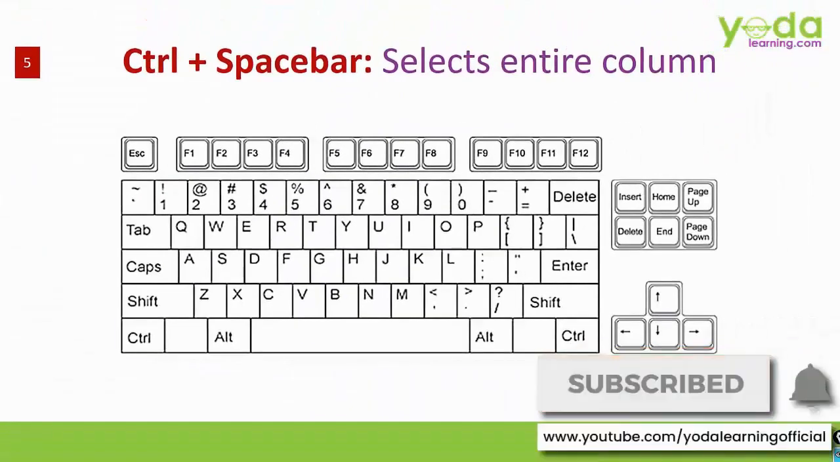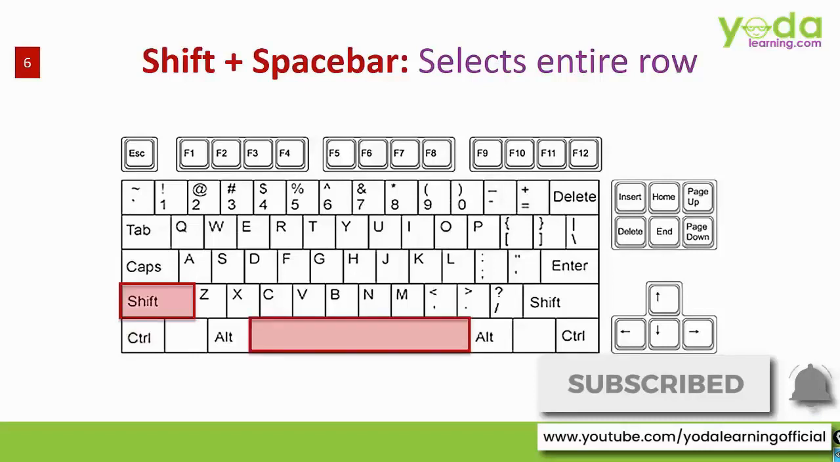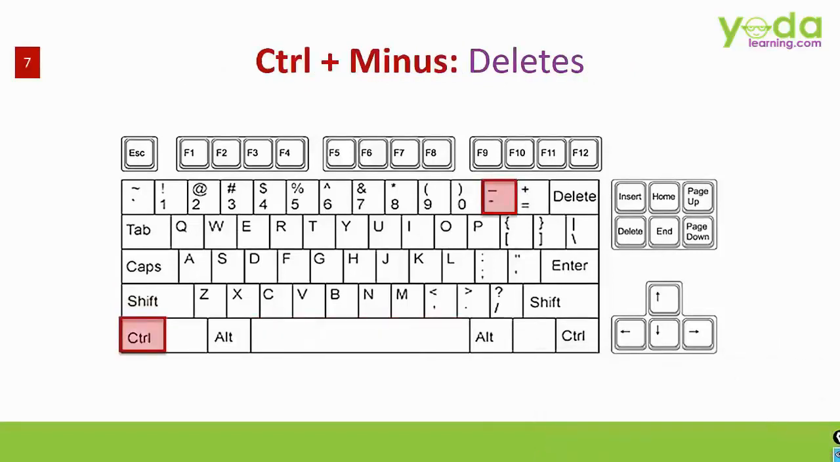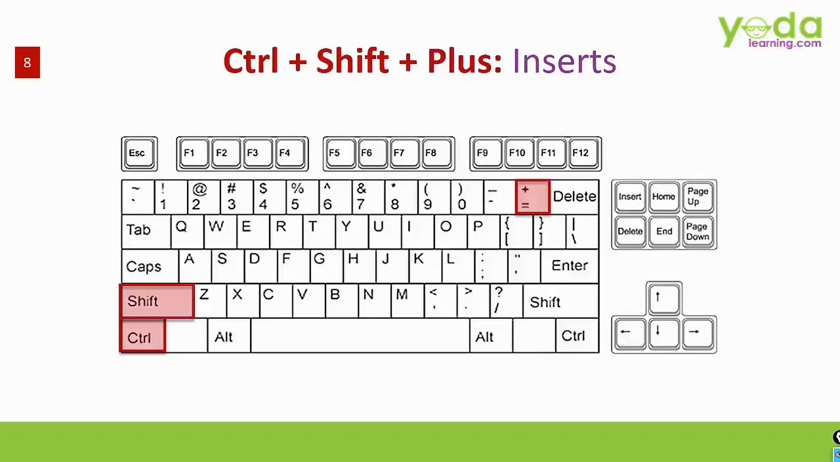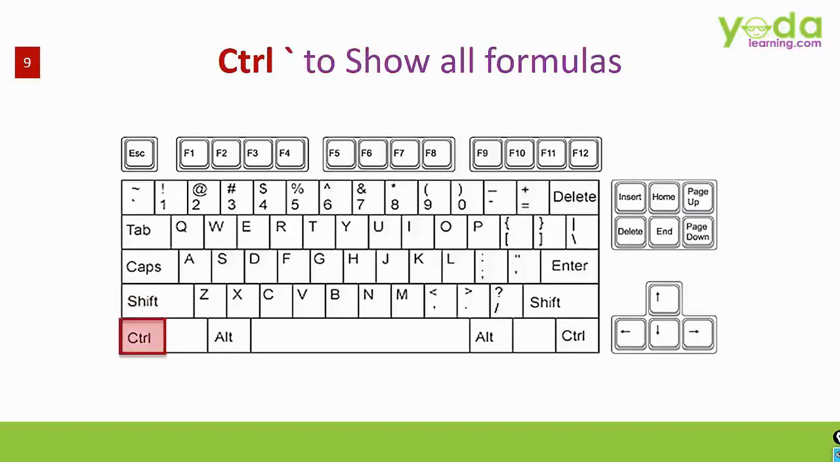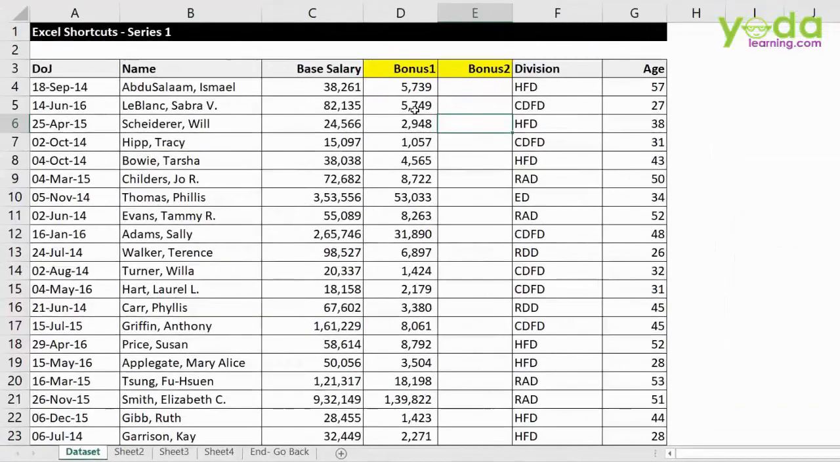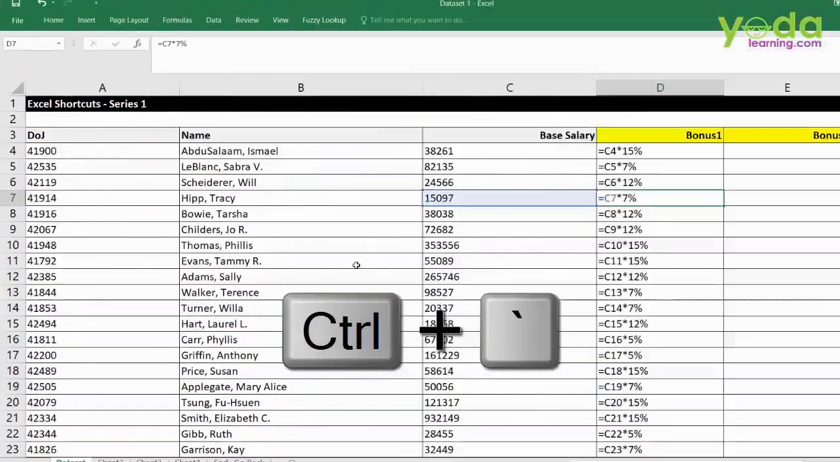So after seeing the utility of Ctrl Spacebar, Shift Spacebar, and then followed by Ctrl Minus and Ctrl Shift Plus, we will now move to the next shortcut key, which is one of my favorite shortcuts. That is Ctrl Backtick key to show all the formulas of the current worksheet. Now, in column D where I see bonus 1, I see a calculation being done. Each of these people have been given a certain percentage of bonus based on the base salary. Now, there are so many formulas and I wish to see all of them in one single instance. Then you press that shortcut key, Ctrl and Backtick key.